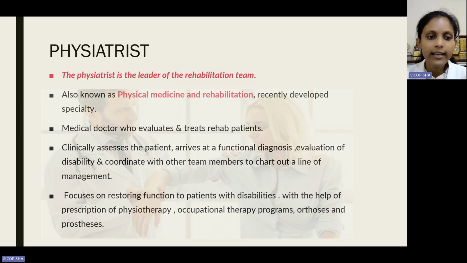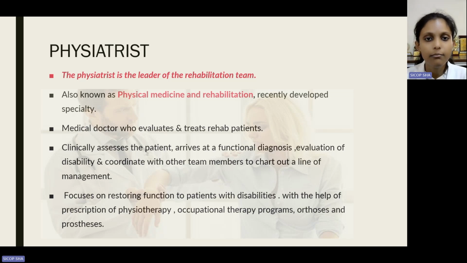So they clinically assess the patient. That is, they evaluate the patient first, then they arrive at the diagnosis after evaluation of the disability, and then they coordinate with the team members to chart out a line of management. Firstly they evaluate the patient, they plan the management after assessment of the patient, then they organize the management, they direct the team towards the goal of the patient, and then they also coordinate with the other rehab team members.